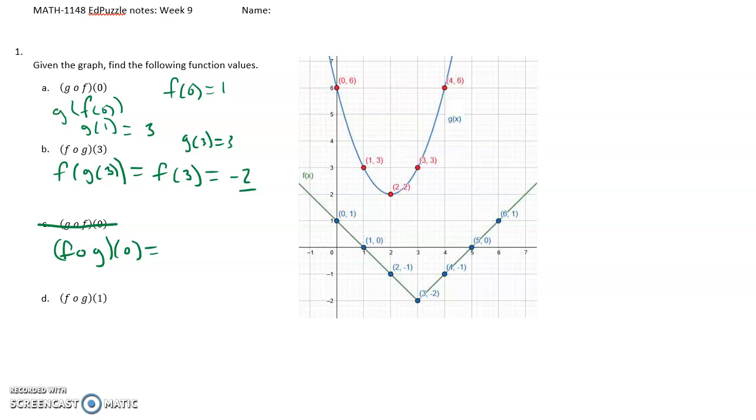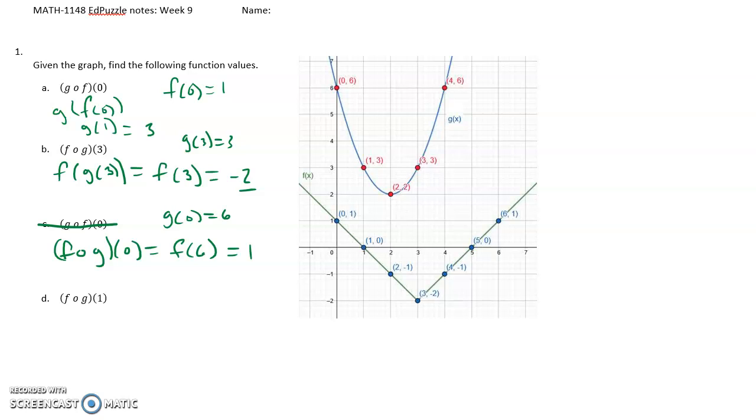So that means I'm going to plug 0 into g first. When x is 0, y is 6. So we know the g of 0 is 6. So now I'm going to find the f of 6. So we go to where x is 6 on the graph of f, and the y value is 1. So the f of g of 0 is 1.